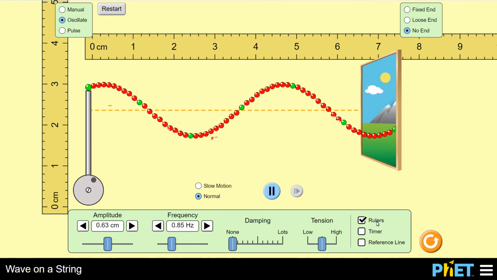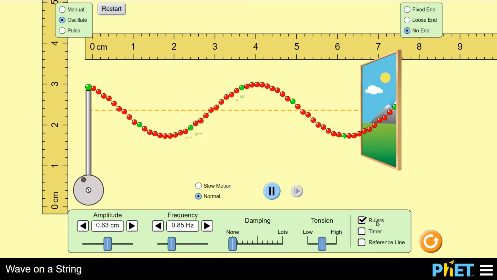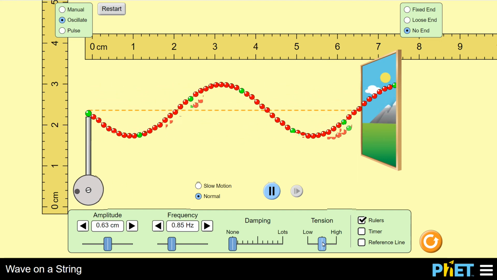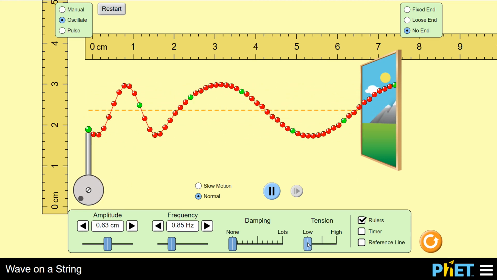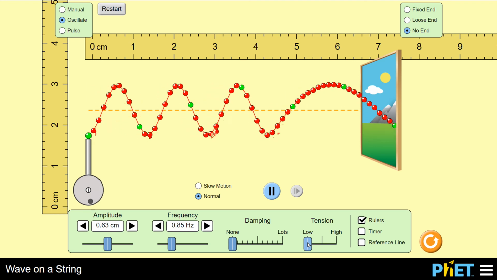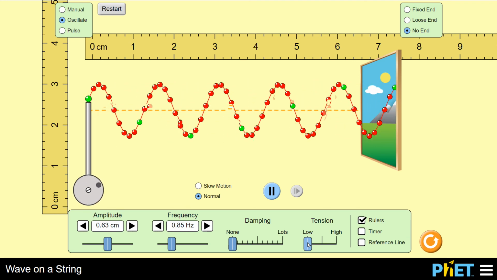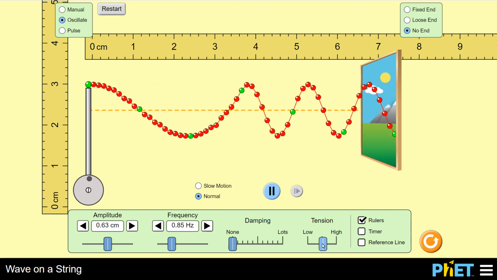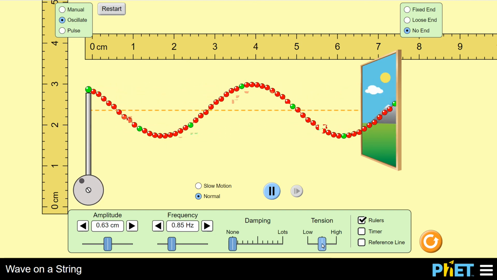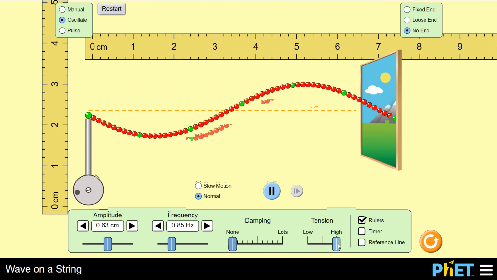One last thing before you start data collection. I want you to choose either using low tension when you are collecting your data and just keeping it on low tension to find out how frequency and wavelength are related to one another, or you can choose medium tension, or you can choose high tension.